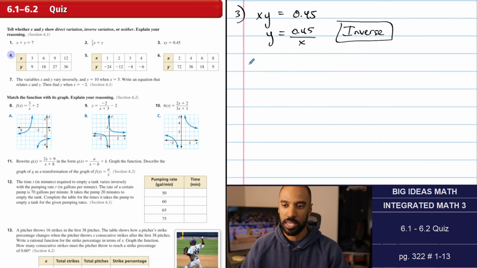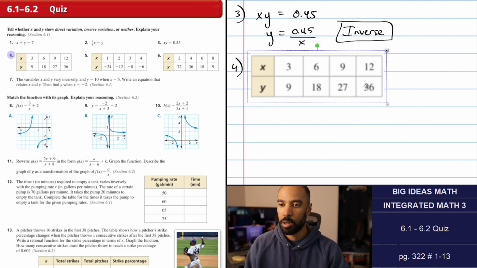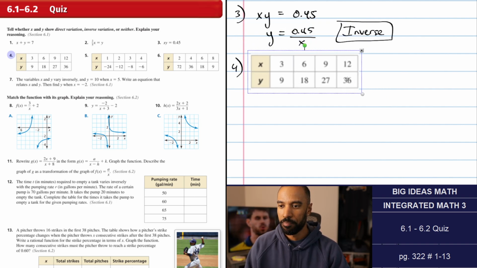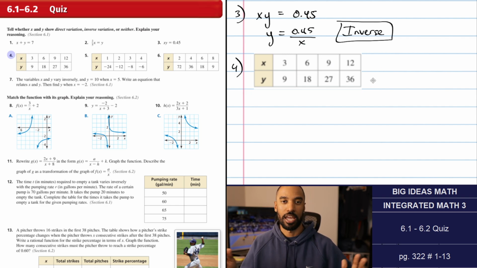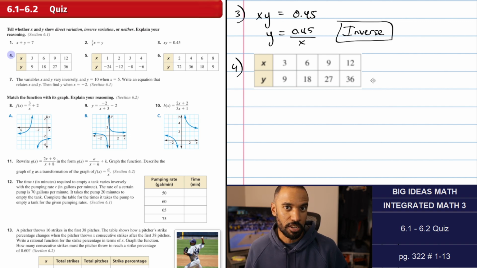That is what we're seeking on these 3 here. So on number 4, I apologize for them being a little blurry. What I do want to check out right now is as x gets bigger, y gets bigger. Therefore, there's no way that this is inverse variation. If anything, it could be direct variation.